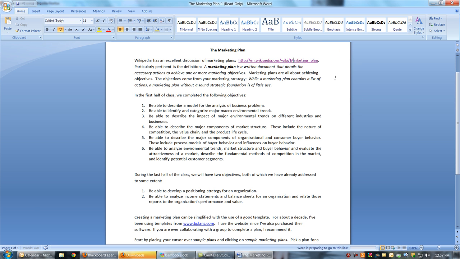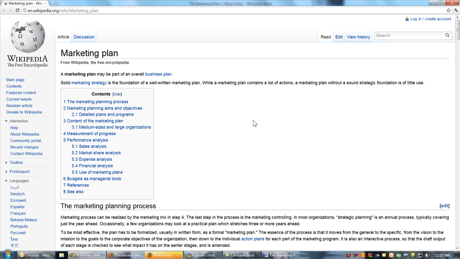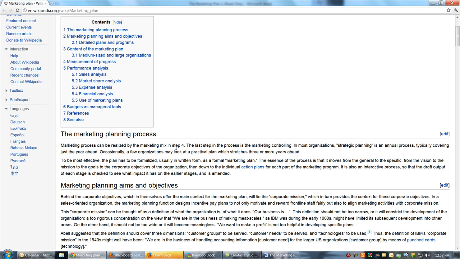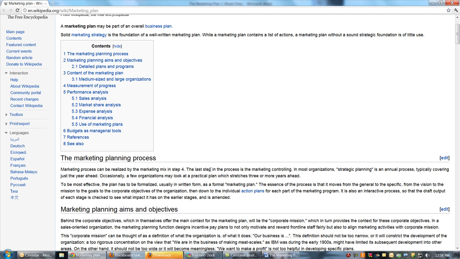I'll also point out here that you definitely need to go to Wikipedia and read about marketing plans. As you see here, marketing plans may be part of an overall business plan. That's a little misleading. It's almost impossible to have a business plan without a marketing plan, because a marketing plan includes things like products, product forecast, pricing, all sorts of things that are required for the rest of the organization to do their jobs.